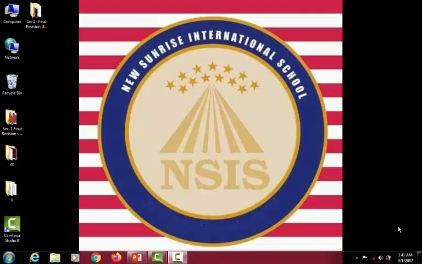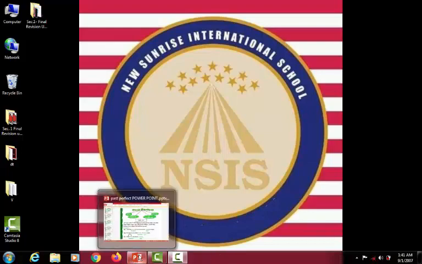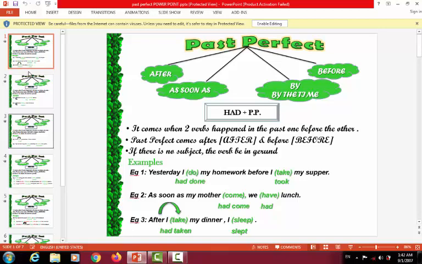What about if we have many verbs that happened in the past? What should we do? Should we put all the verbs in the past simple? Of course not. When we do many actions in the past, we need to arrange them, which happened before the other. The verb which happened first should be put in the past perfect, not only past simple.